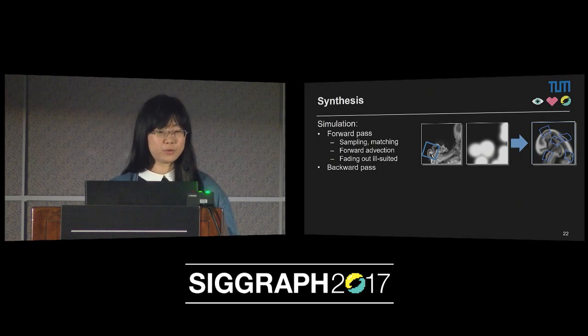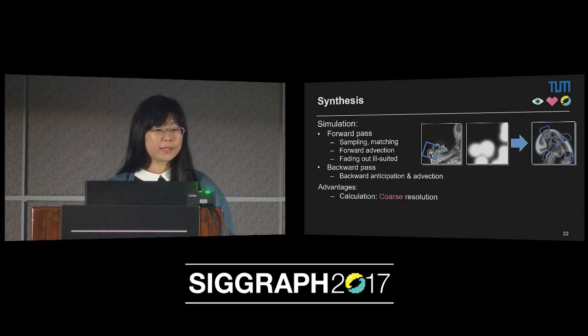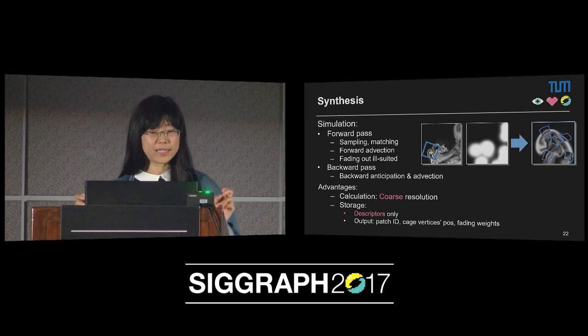The backward pass is relatively simple. We just need to do the patch anticipation to fade all the patches in. And the advantage of the simulation step is that all the calculations are done on the coarse resolution. There is no high resolution data needed, and we only need little storage. For the repository, we just need to load the descriptors instead of the fluid data, and the output is just the patch ID and the positions of our patch cages and the fading weights.